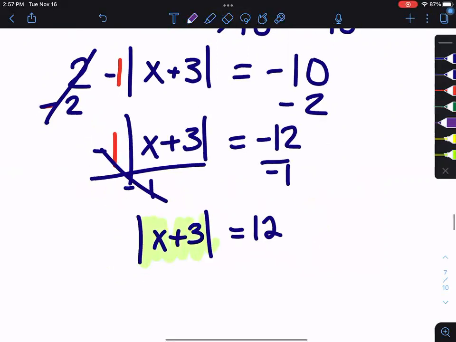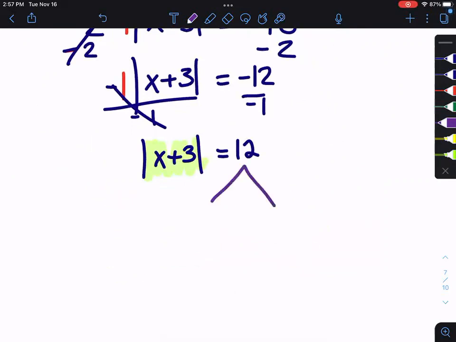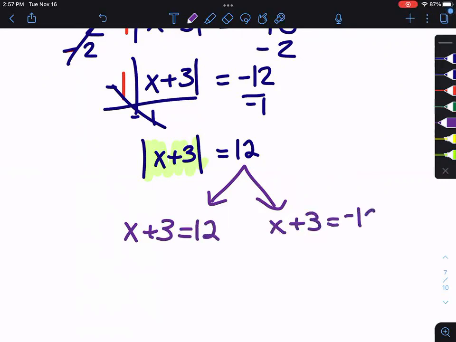Once we get here, we're going to break this apart into 2 pieces. Remember, we're going to write it one time with a positive 12. We're going to write it one time with a negative 12. So we're going to have x plus 3 equals 12, and then we're going to have x plus 3 equals negative 12. Remember, whatever's inside our absolute value bars before we take the absolute value of it could be either positive or negative. Only when we take the absolute value of it does it become positive.